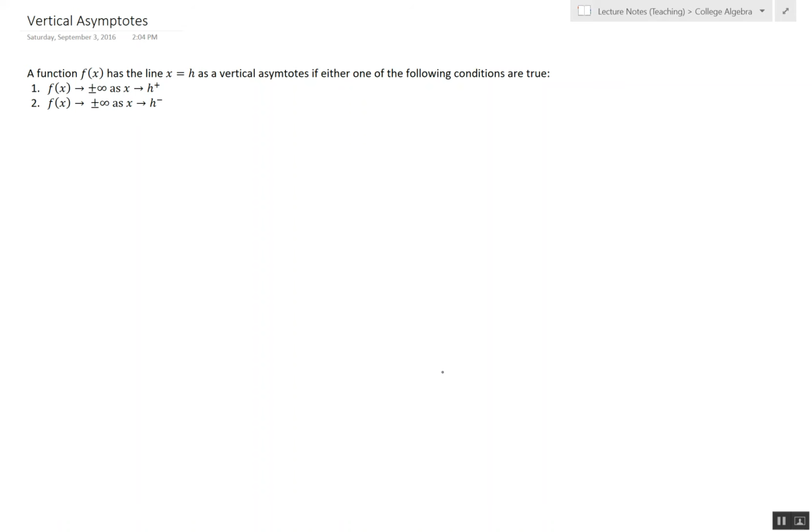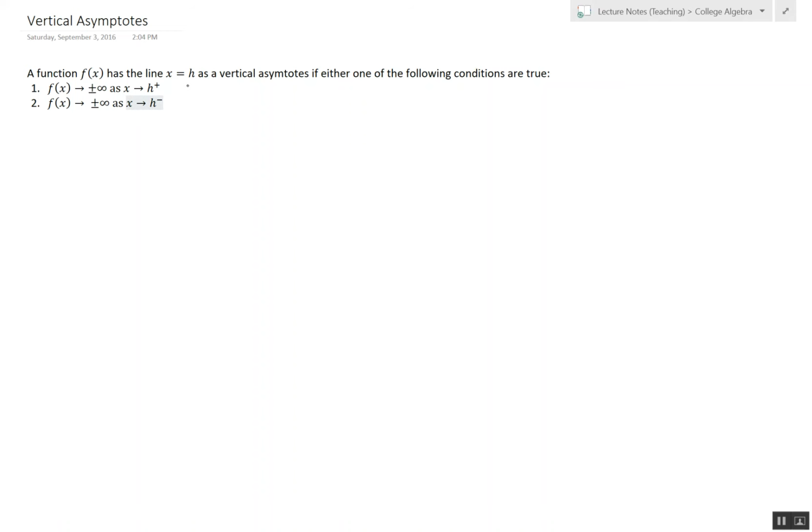So the definition of a vertical asymptote is: a function has the line x equals h as a vertical asymptote if either one of these conditions is true. One condition is that, for a value of h, the function gets really, really large or really, really small. And it doesn't matter which way we approach h. We can approach from the positive infinity direction, or from the negative infinity direction. So let's see some examples here.